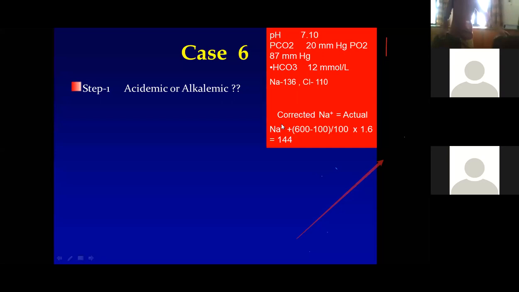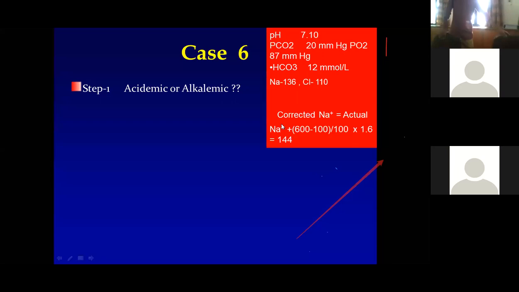This formula also you can keep in your mind. It may not be very important, but if somebody is asking about sodium metabolism, then you can write this particular answer for your question.